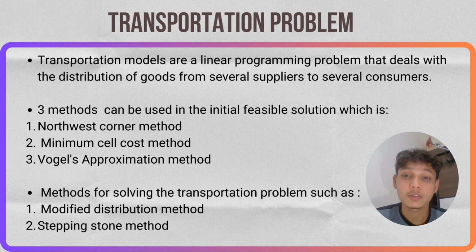For the first, I would like to present about the transportation problems. For the transportation problems, we choose transportation models. The transportation model is a linear programming problem that deals with the distribution of goods from several suppliers to several consumers. In this topic, there are also three methods that can be used for the initial feasible solution, which are the northwest corner method, and then the minimum cell cost method, and the Vogel's approximation method.